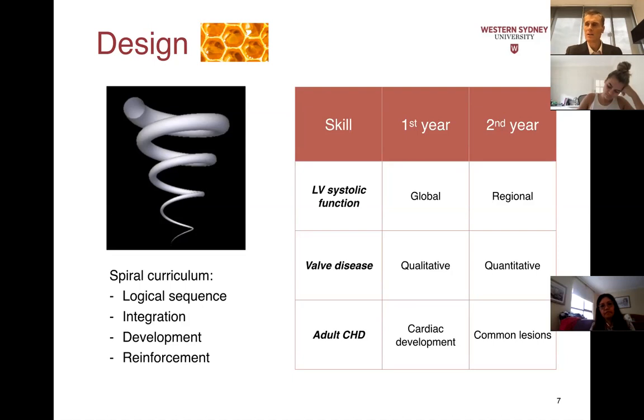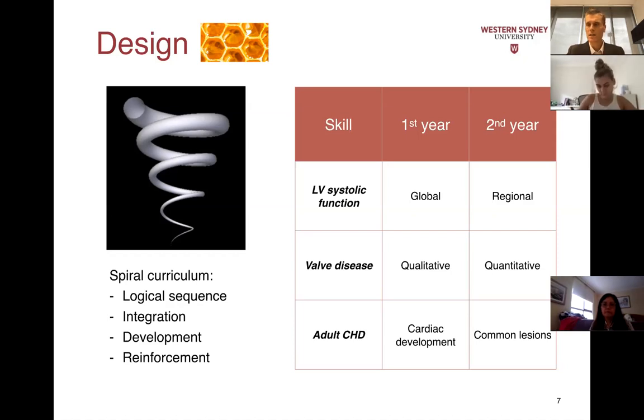And then in second year, we make that more regional. So there are occasions when ventricular function is reduced, not globally, but in particular segments. For example, if someone has a heart attack, it affects the heart, but depending on which blood vessel is the culprit vessel, it will affect a particular part of the heart. And so assessing regional function is really important.